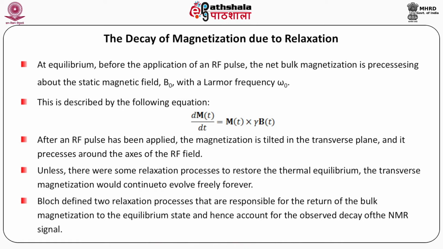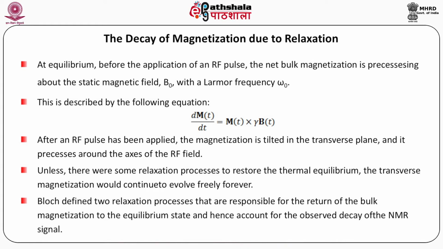At equilibrium, before the application of an RF pulse, the net bulk magnetization is precessing about the static magnetic field B0 with a Larmor frequency of omega 0. This is described by the following equation: dM(t)/dt equals M(t) cross gamma B(t), as we have seen earlier. After an RF pulse has been applied, the magnetization is tilted into the transverse plane and it precesses around the axis of the RF field, which is given as B1. Unless there are some relaxation processes to restore the thermal equilibrium, the transverse magnetization would continue to evolve freely forever.